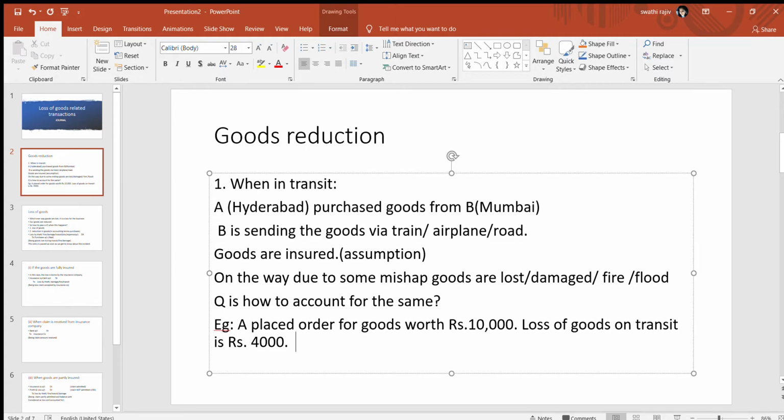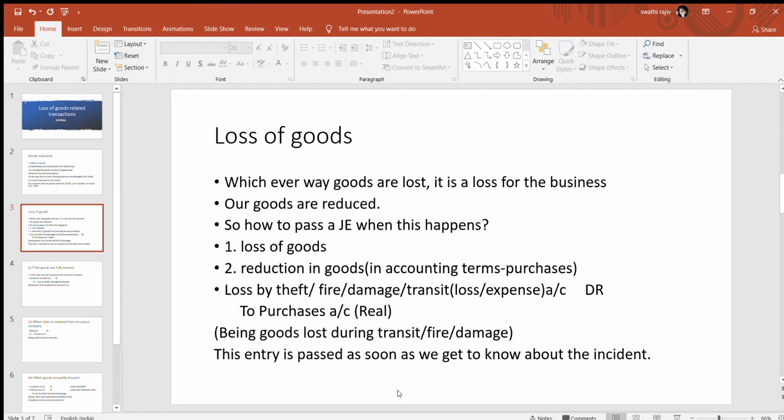On the way, due to some mishap, all these things are damaged. How do we account for the same? What are the journal entries that we have to pass? So the next one says loss of goods.